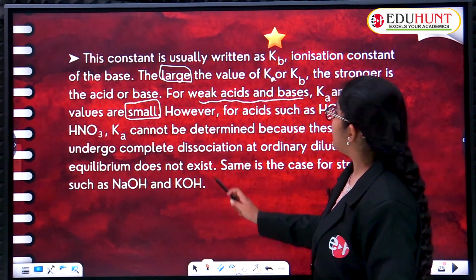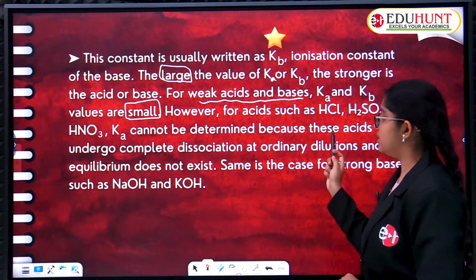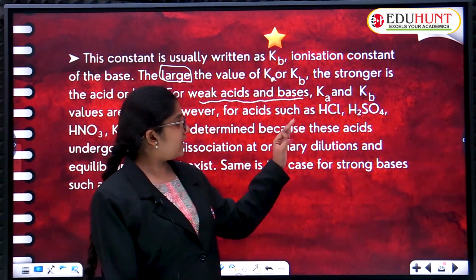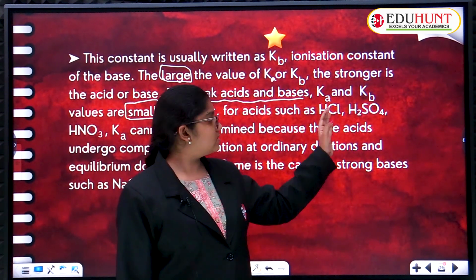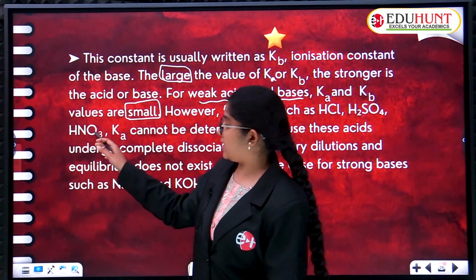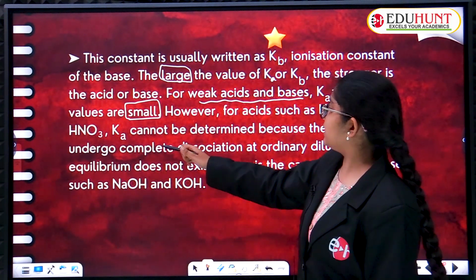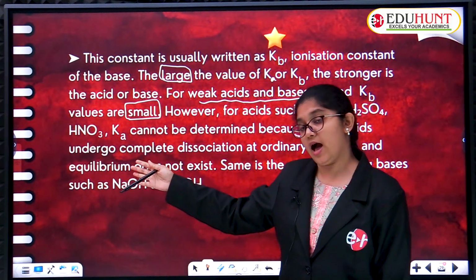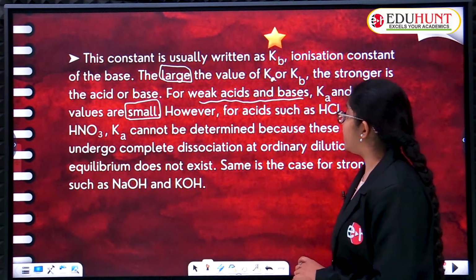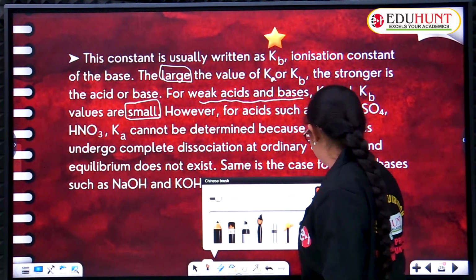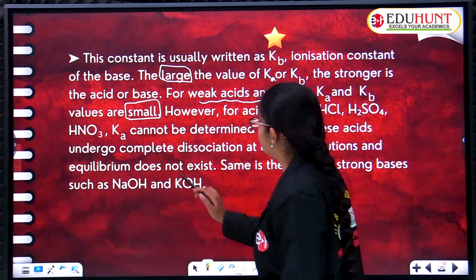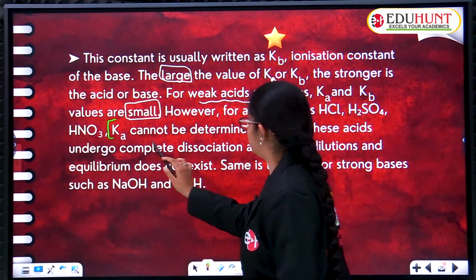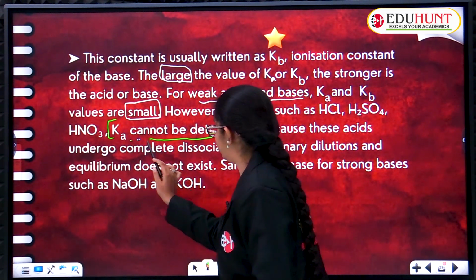However, for acids such as HCl, H2SO4 and HNO3, these three are strong acids, no? Hydrochloric acid, sulfuric acid and nitric acid. For these three, the Ka, the ionization constant for acid, cannot be determined. See, there is an important word over here, children, note it down. There is an exception here. Exception, point to be noted.